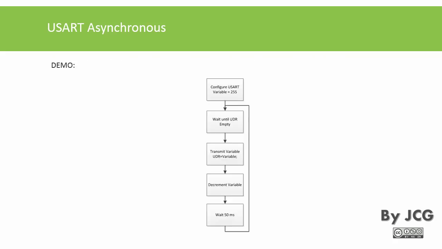We want to configure the peripheral. Then we want to make a variable equal to 255. Then we need to wait, and this is a safe way to do it: you want to wait until UDR is empty. If it is empty, you can write information to it. You transmit information by making UDR equal to the variable. Remember, you write information to the UDR. Then you want to decrement the variable. It starts at 255, so it's going to be 254 for the second iteration of this loop. And you're going to wait 50 milliseconds.